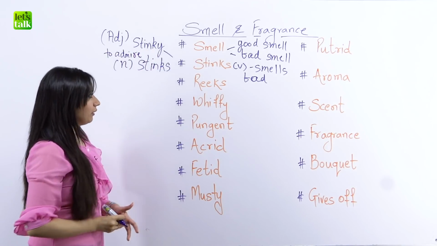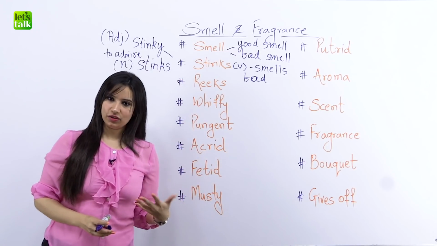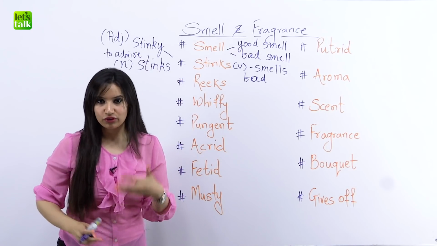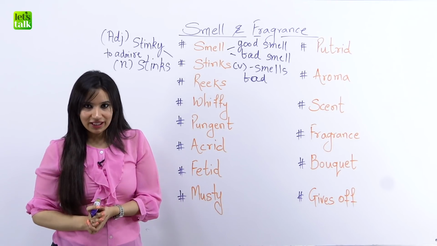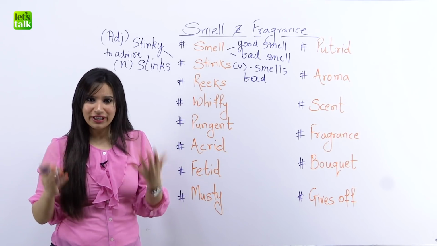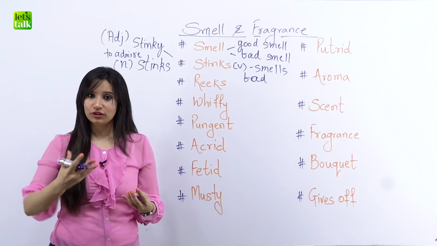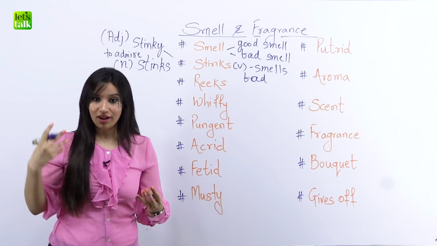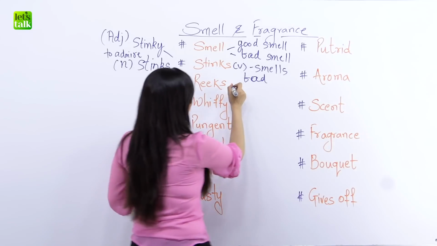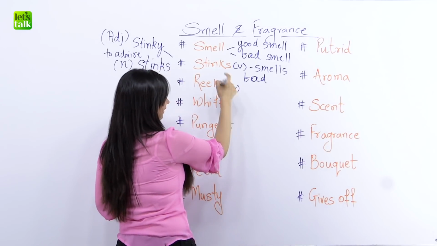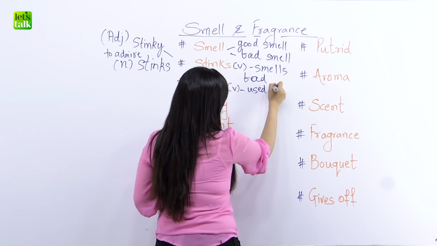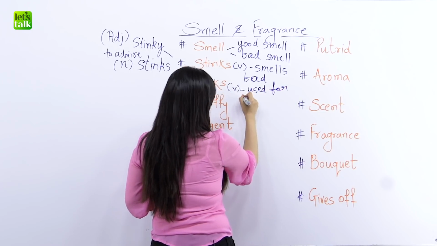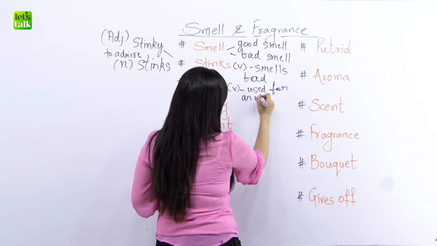Right. The way we have stinks, in place of stinks, you can also use the word reeks, which is also used for an unpleasant smell. So you could say that the house reeks of smoke. This means that you could smell smoke almost everywhere in the house. So reeks means, it's a verb again, just like stinks, used for an unpleasant smell.